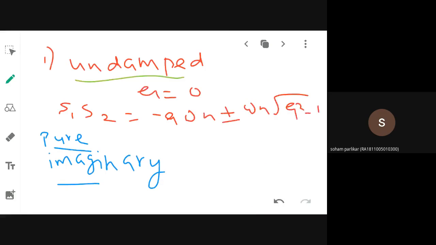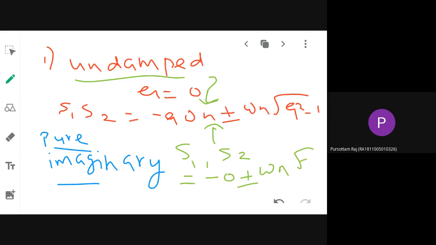First let us discuss what will happen if you are having an undamped category. For undamped, what is the value of zeta? 0. So you know what the roots are, isn't it? The roots of a general second order system are minus zeta omega n plus or minus omega n square root of zeta squared minus 1. If you apply zeta equal to 0, what will be the two roots you get? Just substitute zeta equal to 0. So S1, S2 will be minus 0 plus or minus omega n.